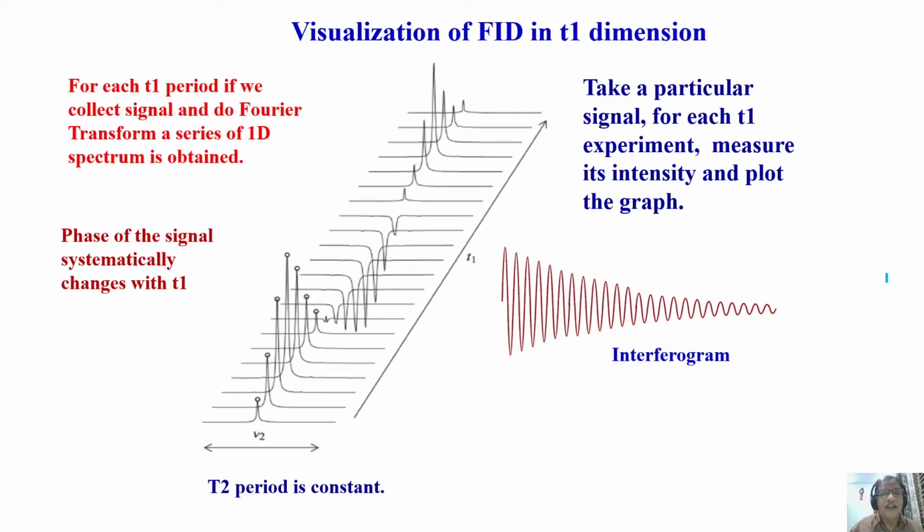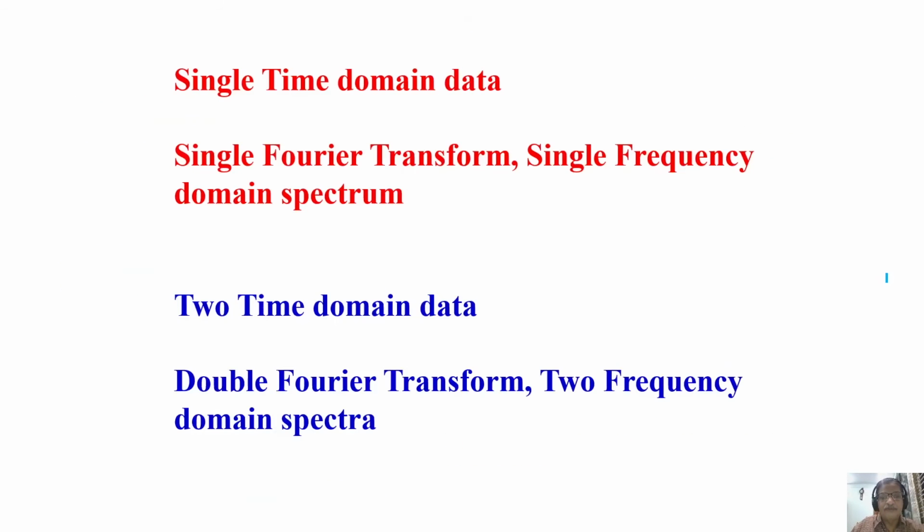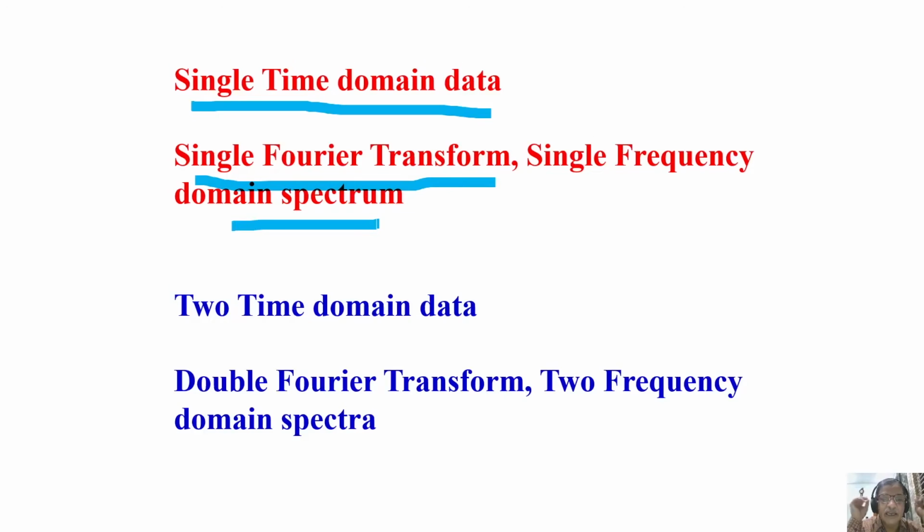You create an FID indirectly in the indirect dimension by systematically varying the T1 time period and collect the FID in the T2 period for a constant time. This is what is happening. Now, simple logic, you extend. In one-dimensional NMR, we had a single time domain data. We did a single Fourier transform and got a single frequency domain spectrum. That's all. One time domain data, one Fourier transformation, you get a single frequency.